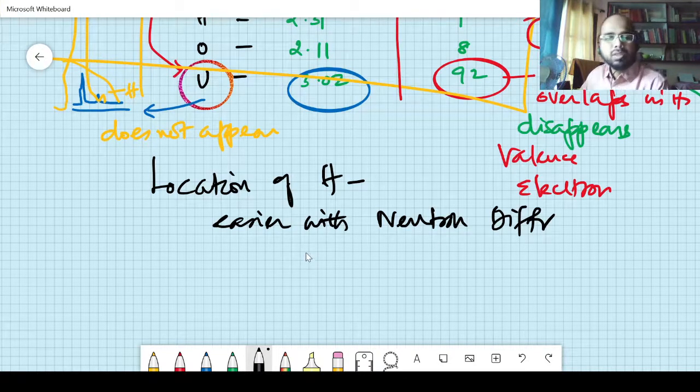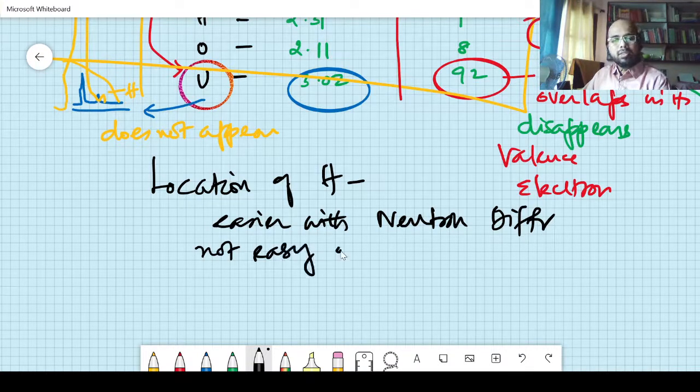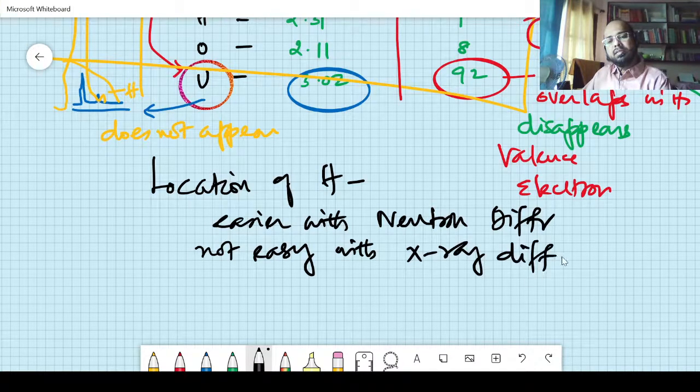It is not easy with X-ray diffraction. Not easy with X-rays. This is the main difference.